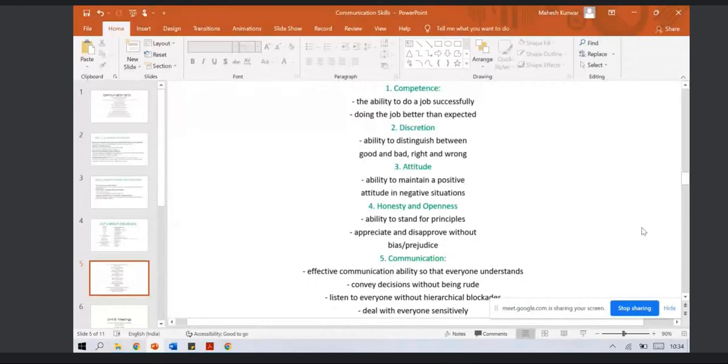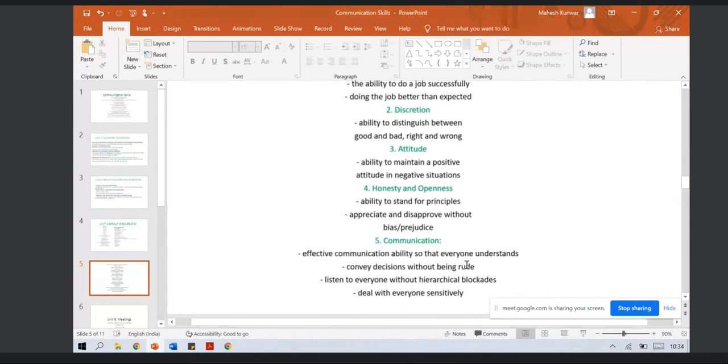And most important is communication, and communication makes everything perfect. In fact, interaction. Even if the person is excellent and has a higher PhD in terms of qualification, if the person does not have good communication skills, the person cannot be very successful. Everything we do nowadays is based on our interaction. Every job, everywhere we go, needs interaction. So effective communication: convey the decision without being rude, listen to everyone without hierarchical blockage, and deal with everyone sensitively.